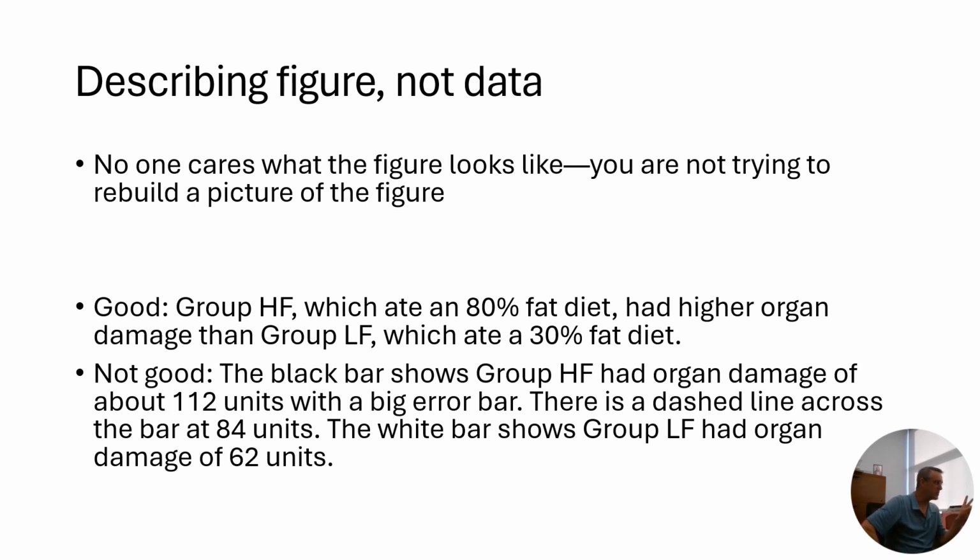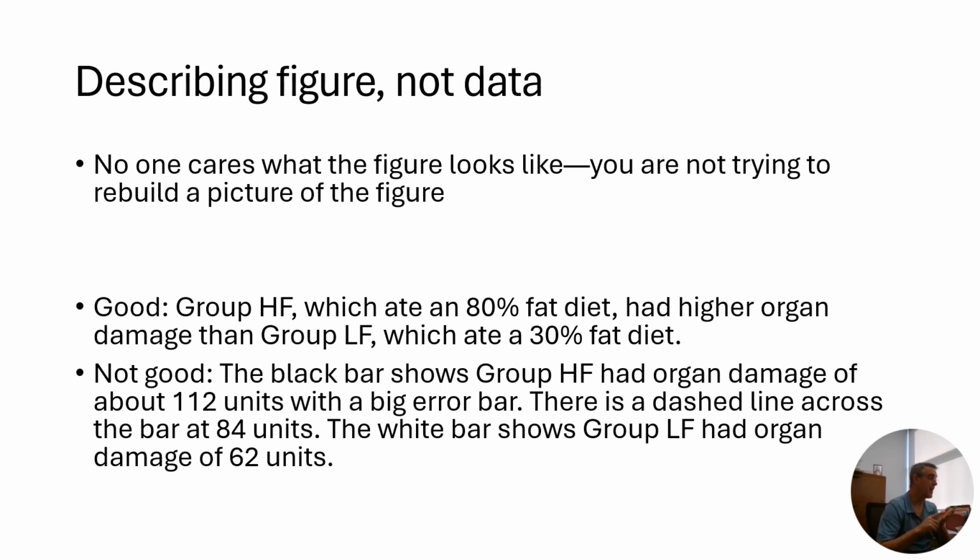And I gave two examples here. These aren't real. These are things that I made up, but they are very close to what many students have put. So in this case, I put group HF, which ate an 80% fat diet. That's great, right? Good description of group HF, high fat. Had higher organ damage than group LF, which ate a 30% fat diet. Right? We have everything we need.